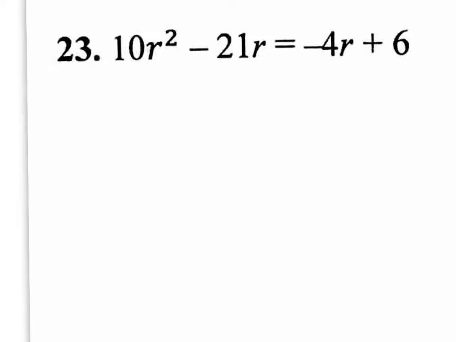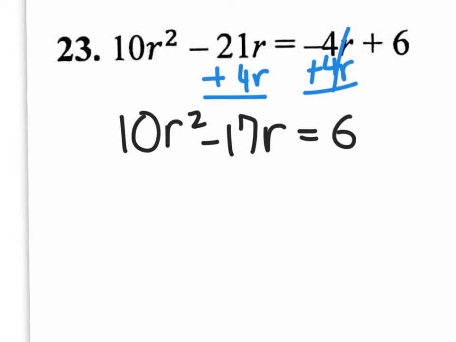So for number 23, you first want to get the equation equal to 0. Okay, so you first want to get rid of the minus 4r by going plus 4r. That'll cancel it out. And then you're also going to add 4r to this side, which you could actually do with the minus 21r. So on the left side, you're going to have 10r squared minus 17r equals 6.